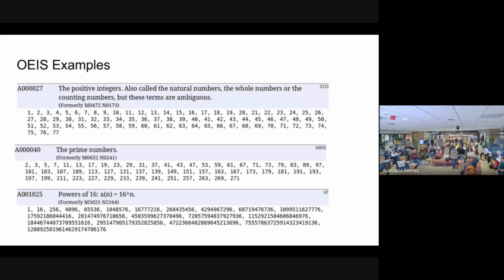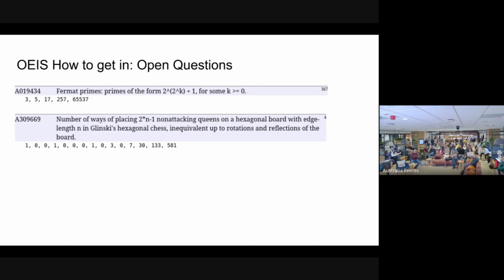In there are very normal, everyday sequences, like the positive integers. That's a very basic sequence. The prime numbers are in there as a sequence. Things like powers of 16. But those are not things where you could find a new number, powers of 16 or positive integers. But there are sequences where the next number is not known and you could find it and get in there.